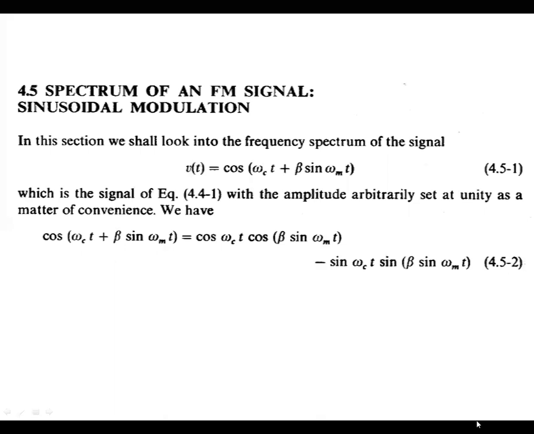Now in this equation, we have cos of omega ct plus beta sin omega m t. What about beta? Beta is the modulation index of the frequency modulation. Can you define the modulation index? The modulation index is nothing but the ratio of the maximum frequency deviation to the modulating signal frequency.